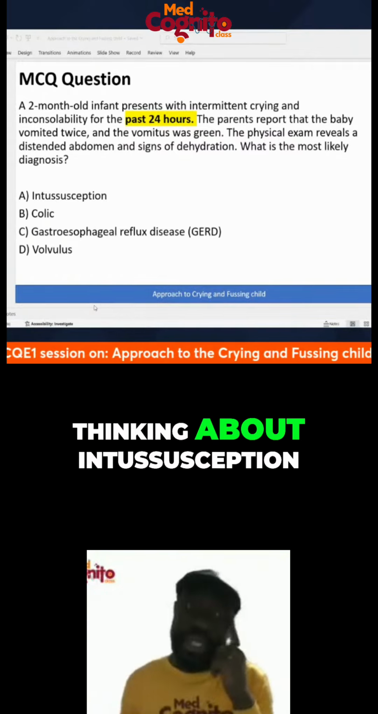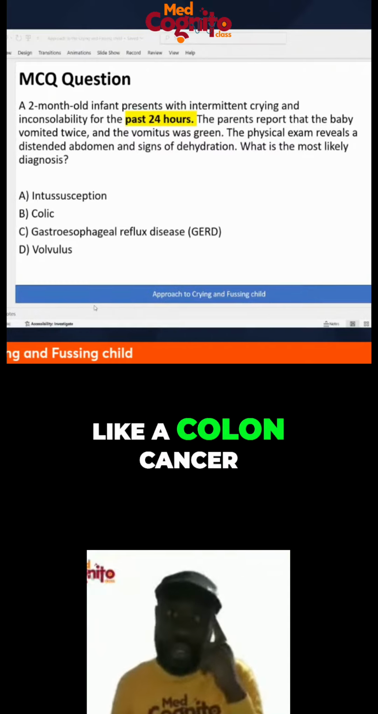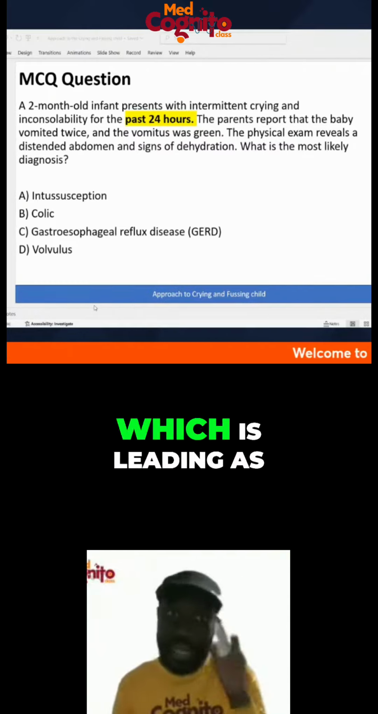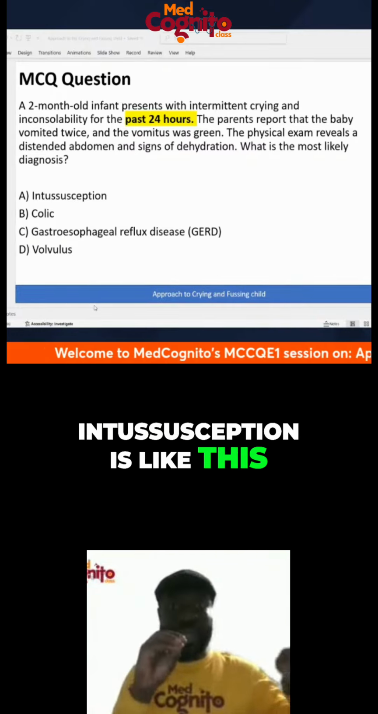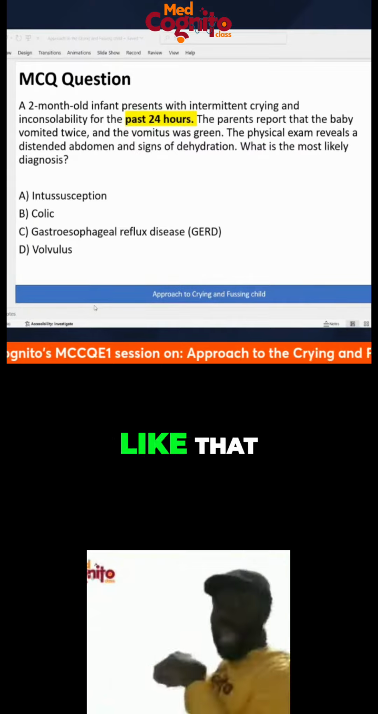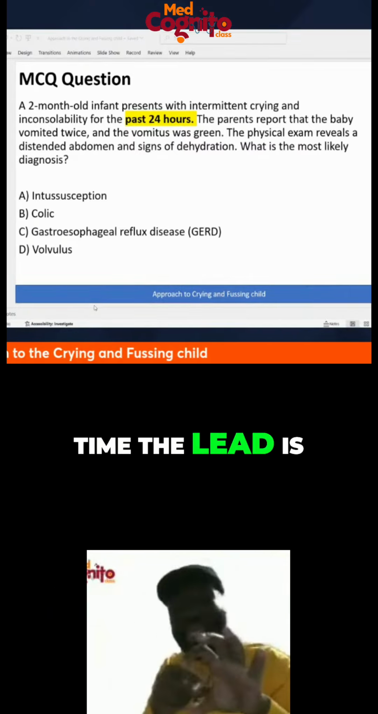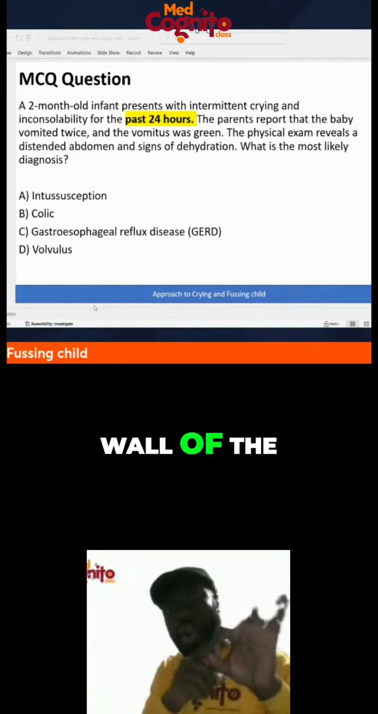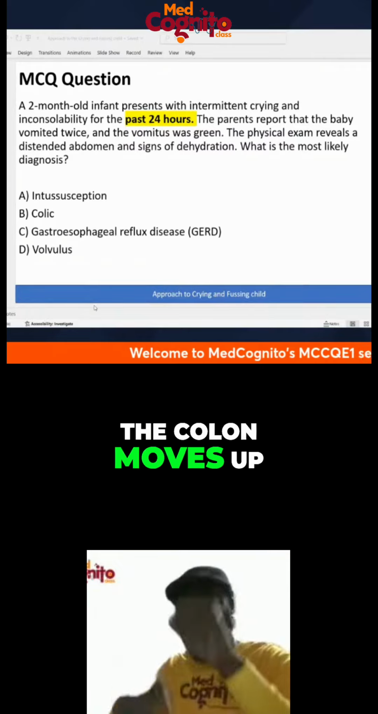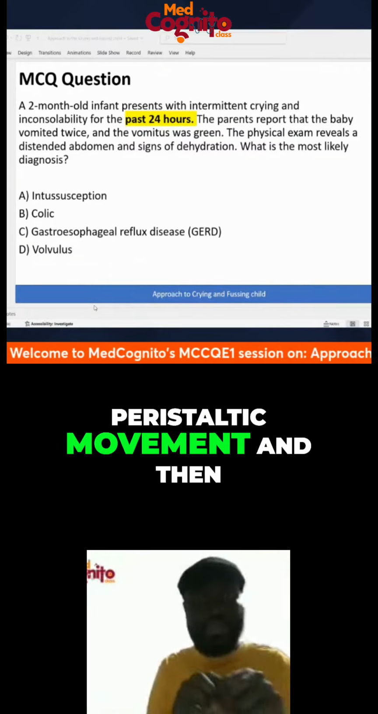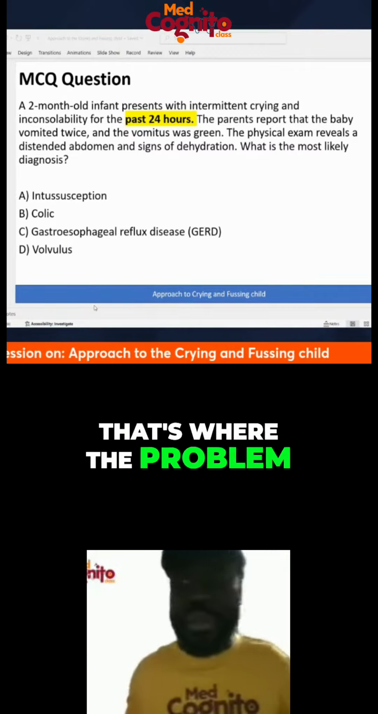Always when you're thinking about intussusception, think about a lead, and it could be a colon cancer, like a colon tumor, which is acting as the lead point. Because remember, the intestine is like this, and then one goes into the other. So most of the time, the lead is the tumor in the wall of the colon, and as the colon moves up and down during peristaltic movement, it rolls on each other, and then it gets into it. That's where the problem comes in, right?